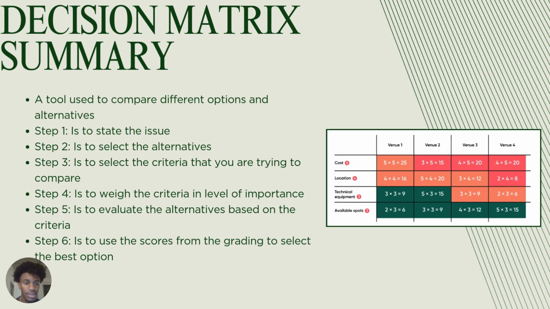Step five is to evaluate the alternatives based on this criteria, and then you multiply the number you weigh it with versus how well it scores. And then once you use those scores, you use the grading to select the best option available.